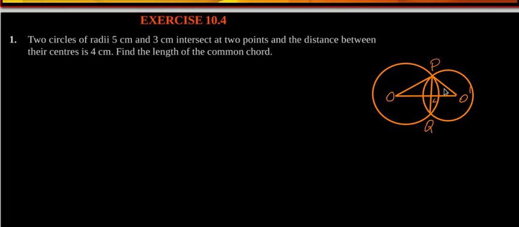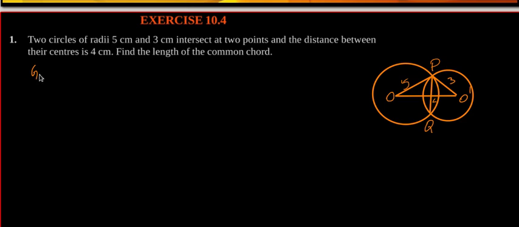Here, two circles of radii: the bigger circle, we can assume its radius is 5 cm, and the smaller circle is 3 cm. They intersect at 2 points P and Q. The distance between their centers, from O to O dash, is 4 cm. We need to find the length of the common chord, that is, the length of PQ.